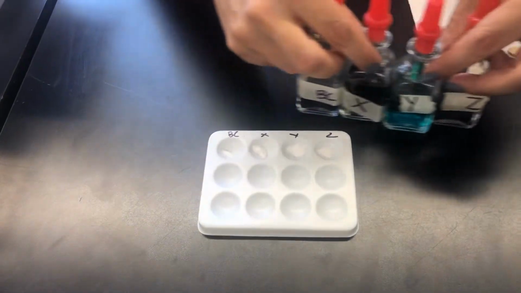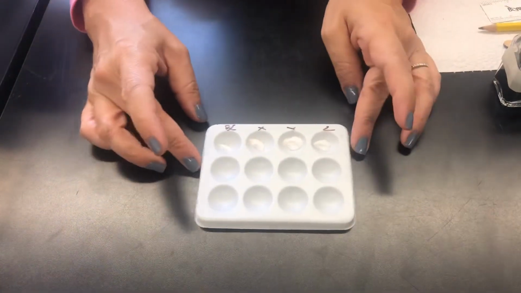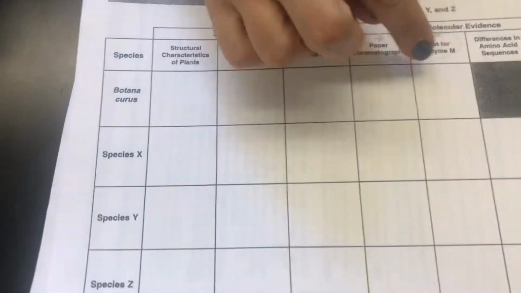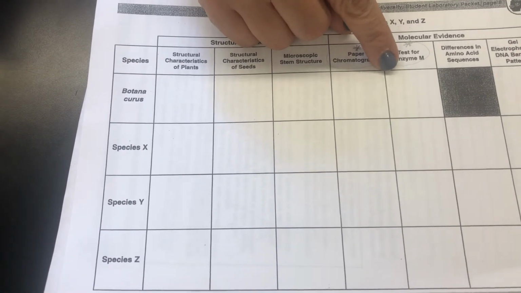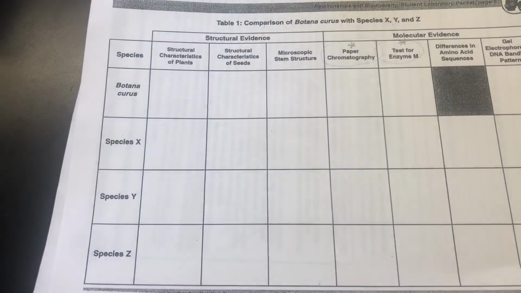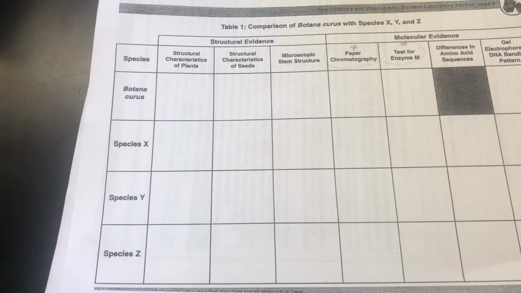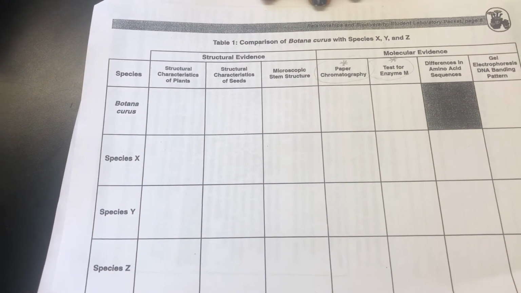When you take a look to see if there's a chemical reaction for each plant extract, you're then going to take your information and tell me if there's a positive or negative test for enzyme M in this column. And then you're going to continue by answering the analysis questions in your packet.